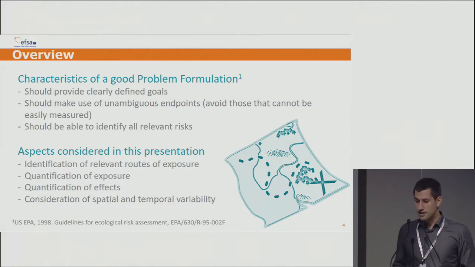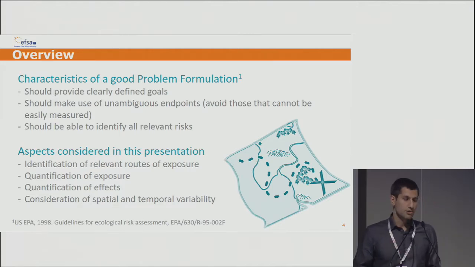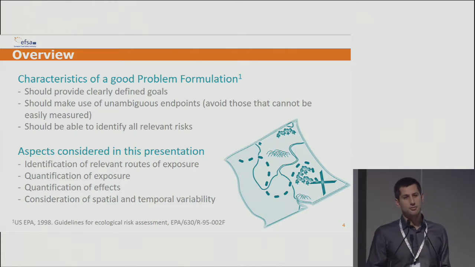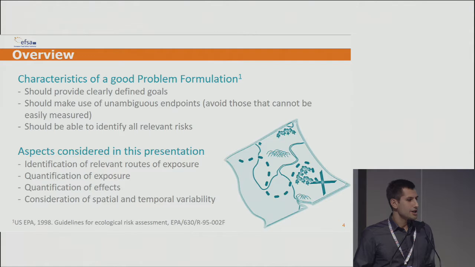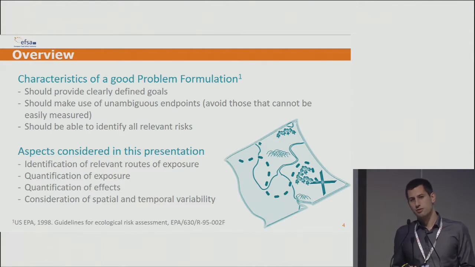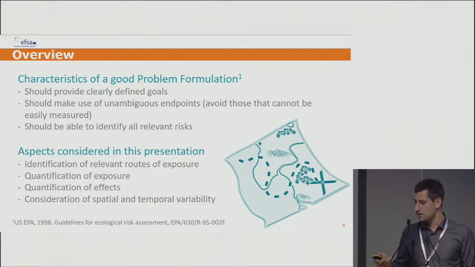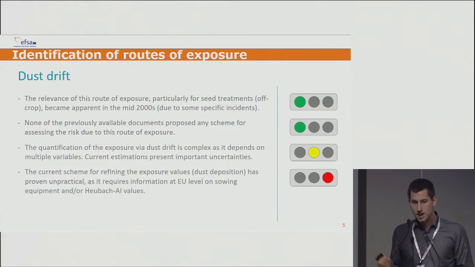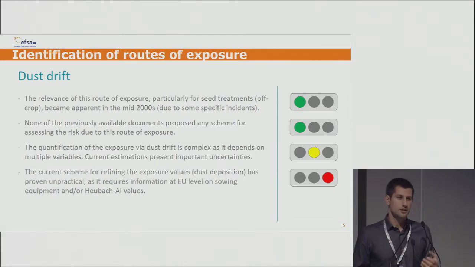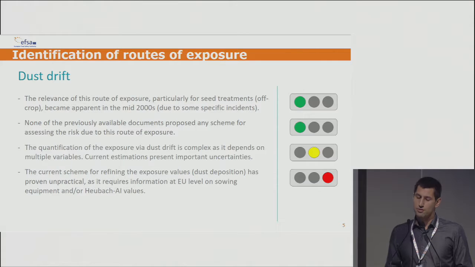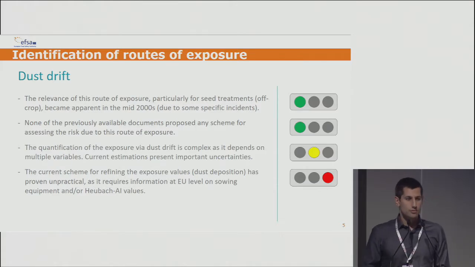Regarding the first point, the identification of the relevant route of exposure, I'm not going to speak about exposure via contaminated pollen and nectar, because that is, passing the term, pretty obvious, and it was already considered in the previously available risk assessment scheme and problem formulation. But I will definitely speak about dust drift. Dust drift is a relevant route of exposure especially for seed treatment and granule formulations.